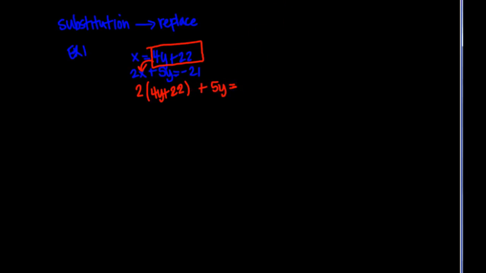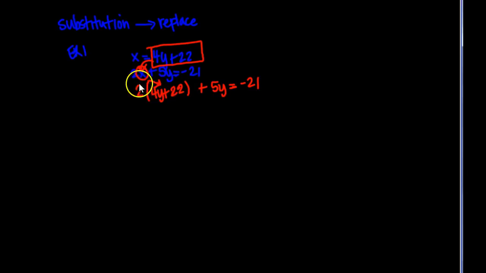So the bottom equation is not going to change any part of it except where that x is. So where x was, now I've replaced it with 4y plus 22. So I have substituted in for that. All right, now we're going to solve. Notice, now I have a single variable. I'm just dealing with y's now.